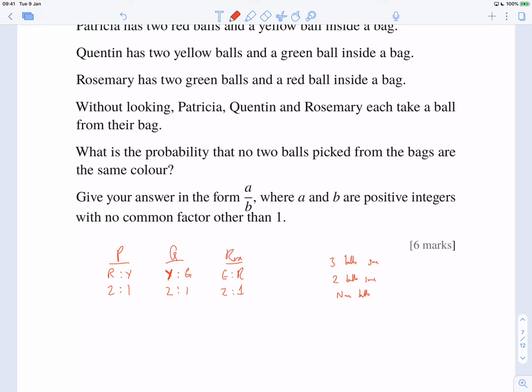So P and Q both have yellows, but Rose doesn't have any yellows. Quentin and Rose both have greens, but Patricia doesn't. And yeah, so you just think about it. So the 3 balls the same can't happen. And we want no 2 balls picked from the bags of the same colour. So we don't want this one. So we actually want the probability that none of the balls are the same.